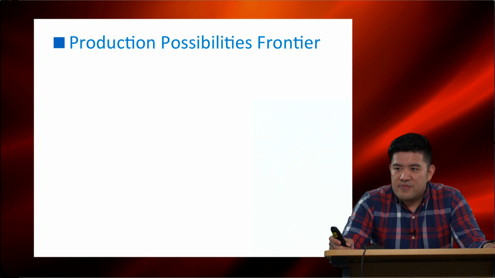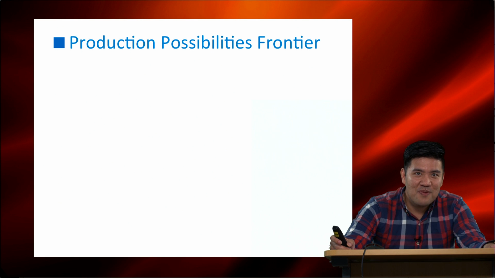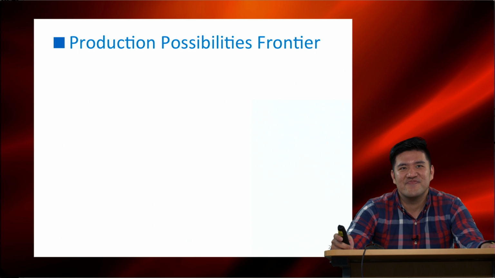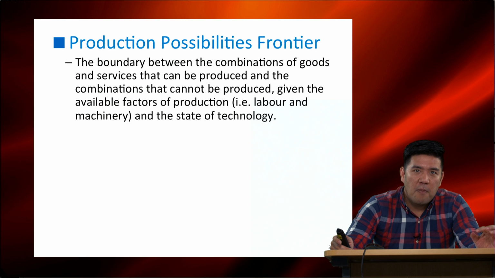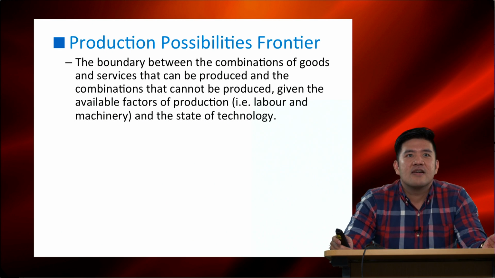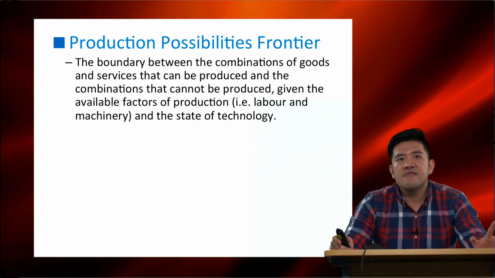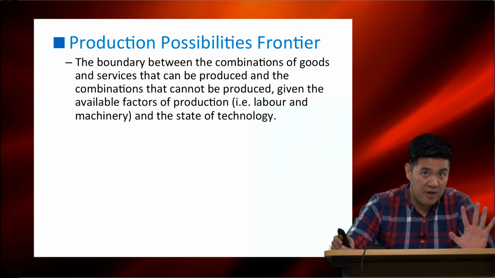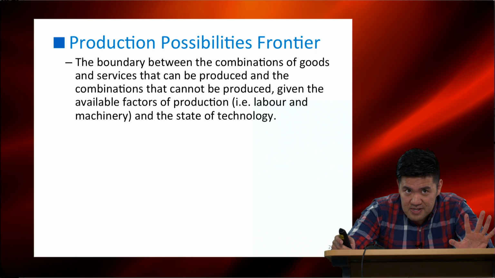Okay, now we've come to our production possibility frontier graphical tool. Effectively, it's just the boundary between the combinations of goods and services that can be produced and the combinations that cannot be produced given the available factors of production that we have. Remember, we've got a fixed amount of resources. We've got limited resources. Okay?